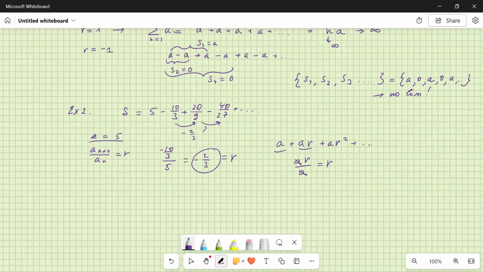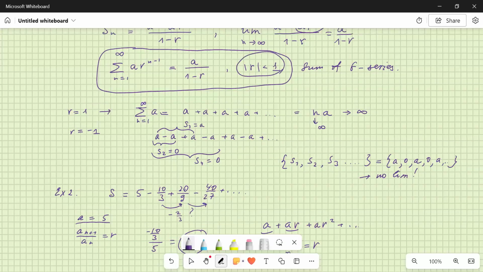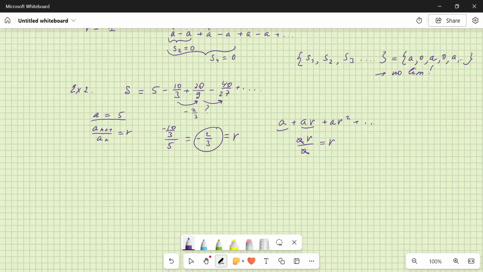Now, what is the sum of this geometric series? First, is r satisfying our condition, less than 1? Let's check. My r equals -2 over 3. Absolute value of -2 over 3 equals 2 over 3, which is less than 1. So the limit exists.